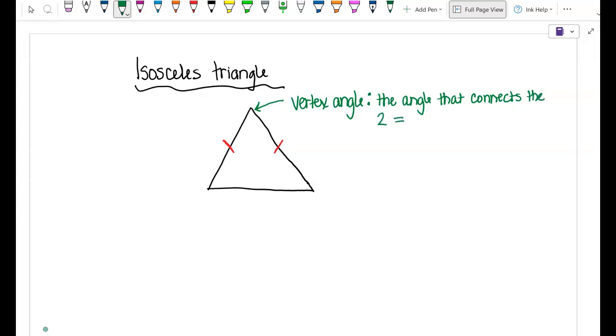And I'm going to use this symbol for congruent there, and the reason is I want to be able to talk about it. The congruent symbol is the equal sign with the tilde over it. That is the symbol for congruent. And if two things are congruent, we are saying that they have the same measure. So that vertex angle is the one that connects those two sides that are equal to each other.